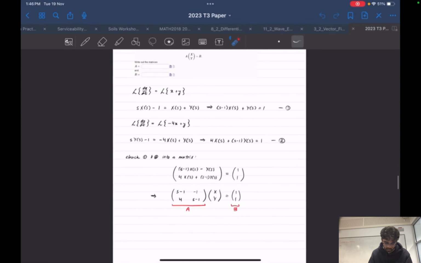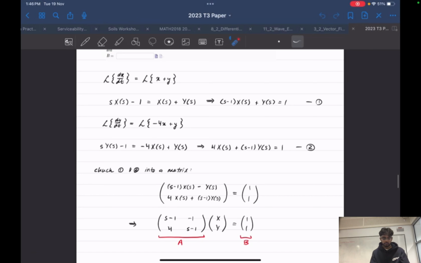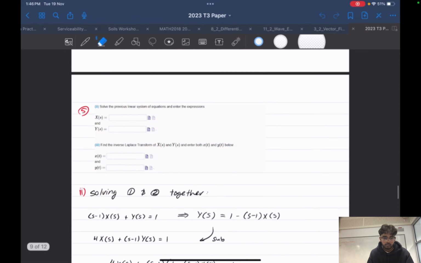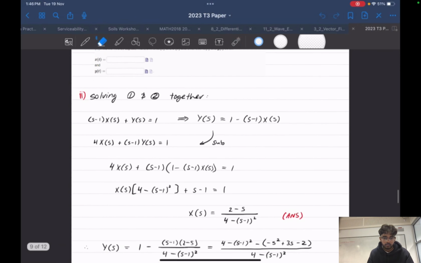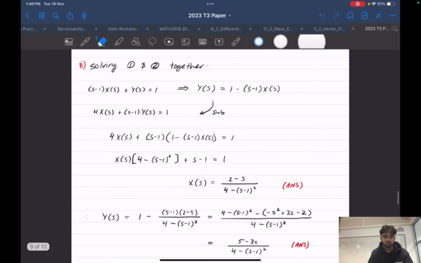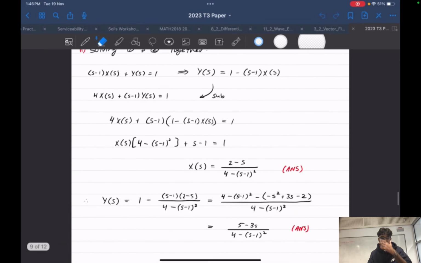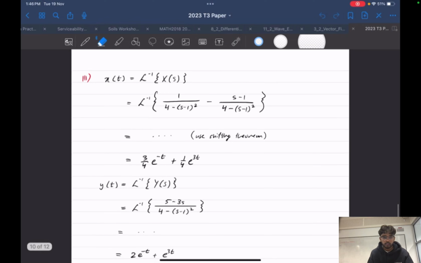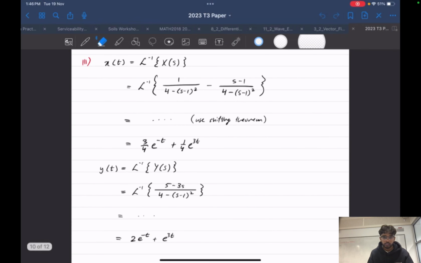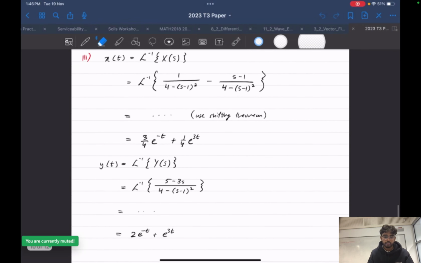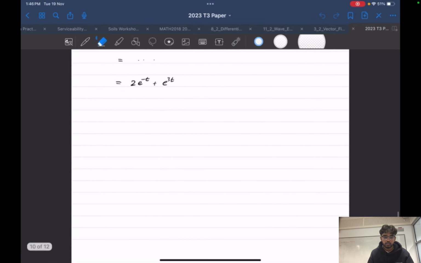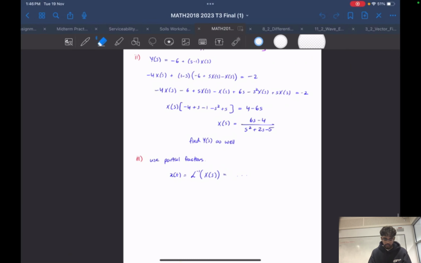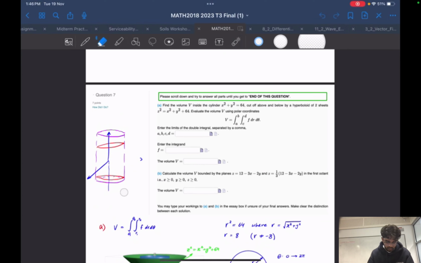Yeah, these are the solutions to it. So pause and read through it if you want. Oh yeah, I didn't even complete it because you have to use the shifting theorem, which is a bit long, but essentially pretty easy. Alrighty, cool. Next question.